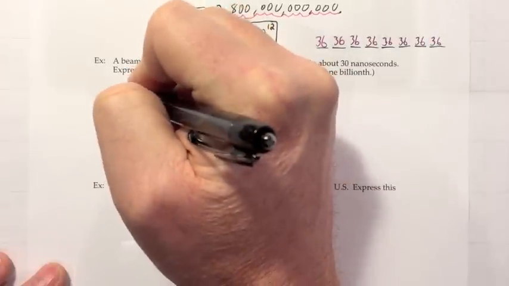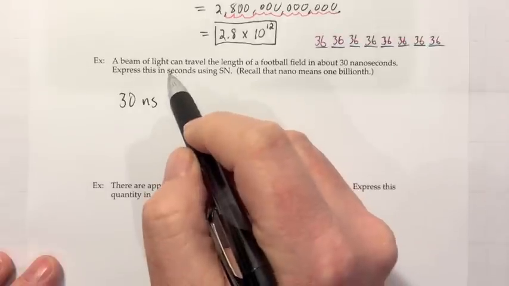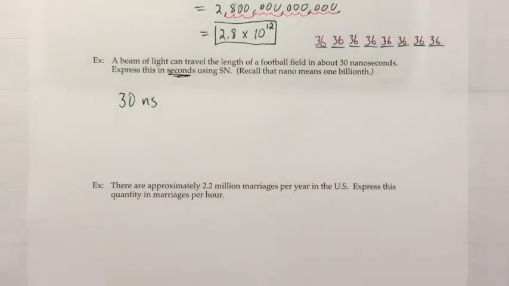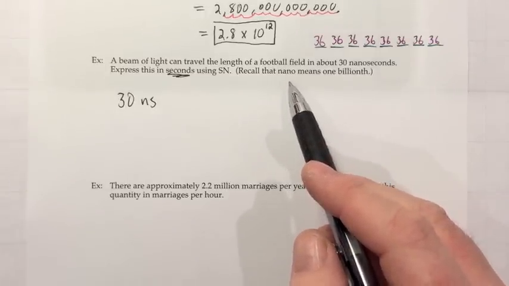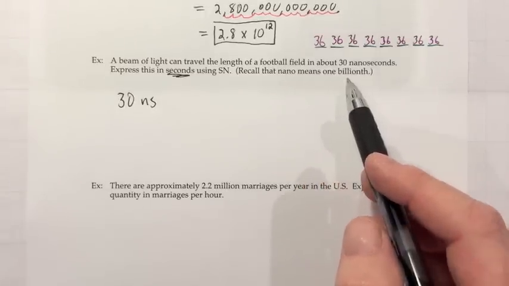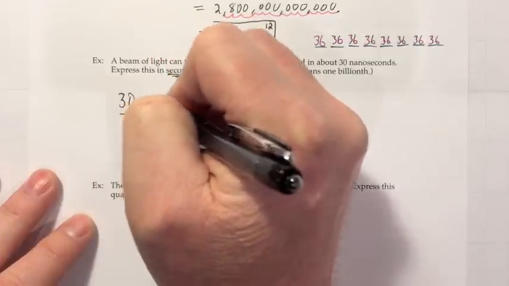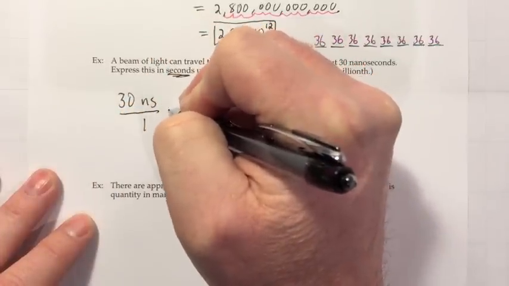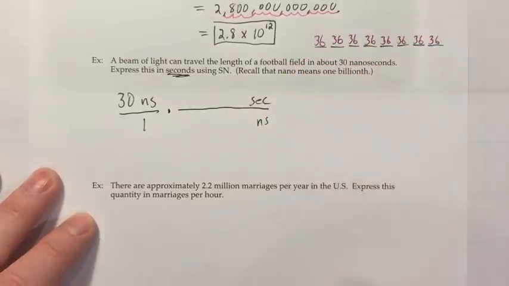They're telling us that that is 30 nanoseconds, but they want us to express it in regular seconds because a lot of people, including probably you and I, don't know what nanoseconds means. So we're going to put it in regular seconds to make it a more common expression. But we need a little help. We need to know what a nanosecond is, and nano means billionth, so a nanosecond is a billionth of a second. So we're going to do a conversion here. I'm going to get rid of the nanoseconds and replace them with regular seconds.